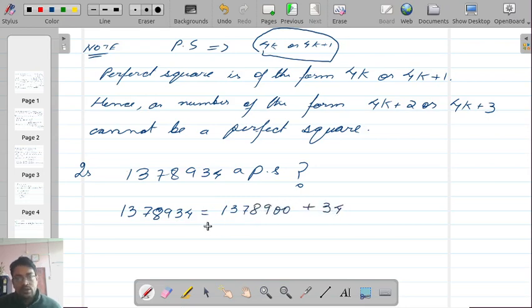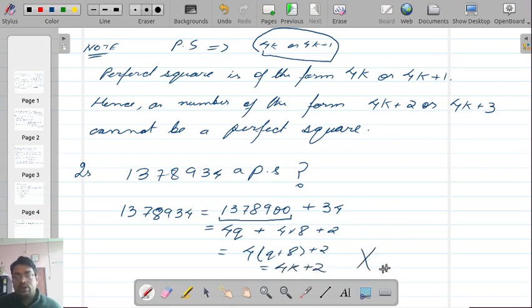So this part is divisible by 4. Why? Because the last two digits are 0, right? So this part can be written as 4 into some number q, because this part is 1, 3, 7, 8, 9 into 100, and 100 can be written as 4 into 25. So this part is divisible by 4. So 4 into q plus 34. Instead of 34, I can write 4 into 8 plus 2. So it is like 4 into q plus 8, plus 2. So it is of the form 4k plus 2.